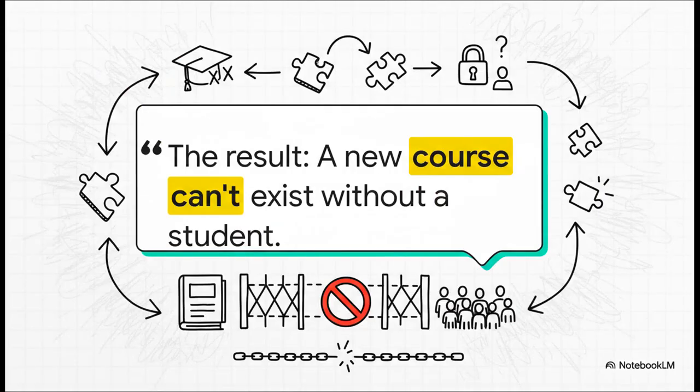And that really gets to the heart of the problem, doesn't it? Our data structure has accidentally created this totally nonsensical rule. You can't even add a course to the catalog until at least one person enrolls. That's a huge design flaw.